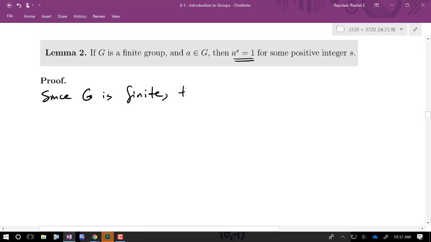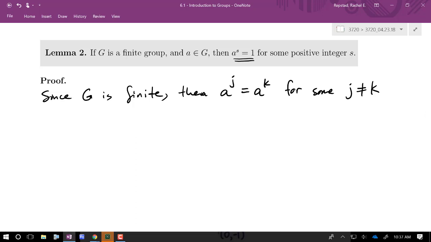So let's write that out. How do we want to say that? Since G is finite, we could say A to the j is equal to A to the k for some j not equal to k. This is just saying eventually I will replicate results because it's a finite group. If it were an infinite group, I could probably go forever and keep getting different elements. And this is because G is finite, so there are finitely many distinct powers of A.